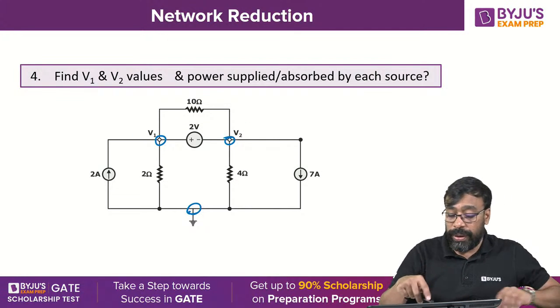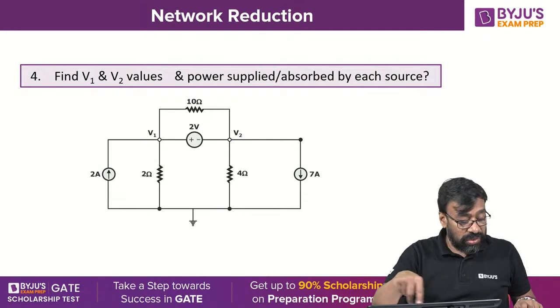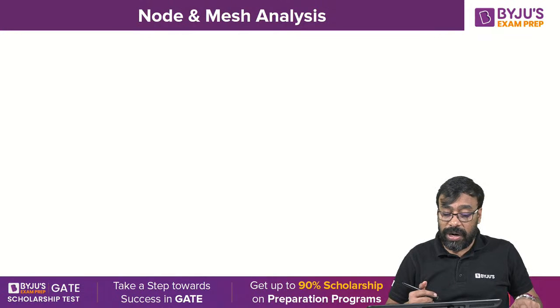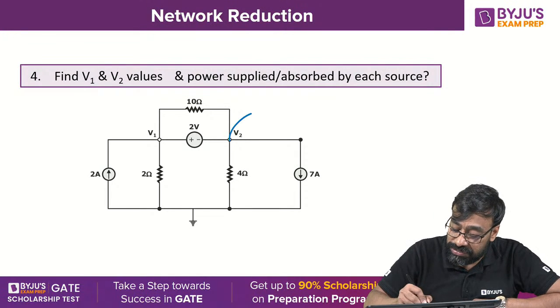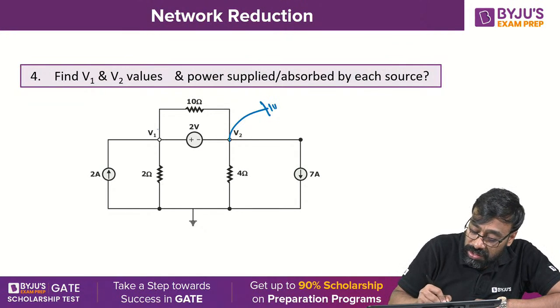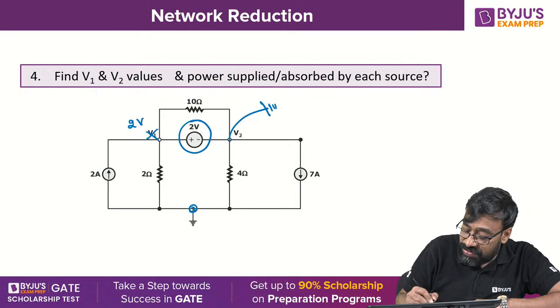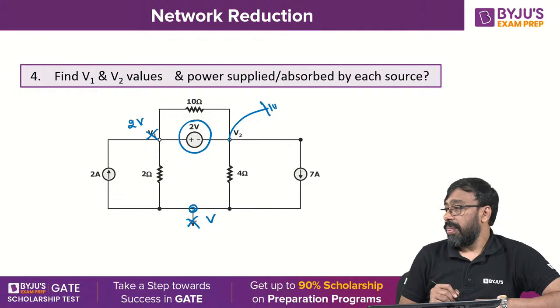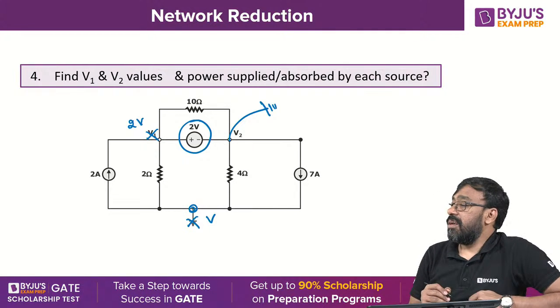So for that, what I do is, I go for the reference node shifting method. I'm selecting this node as the reference node. Then obviously this value is going to be 2 volts, yes or no? Then this value, it's not 0 now, it is an unknown value, that is V.